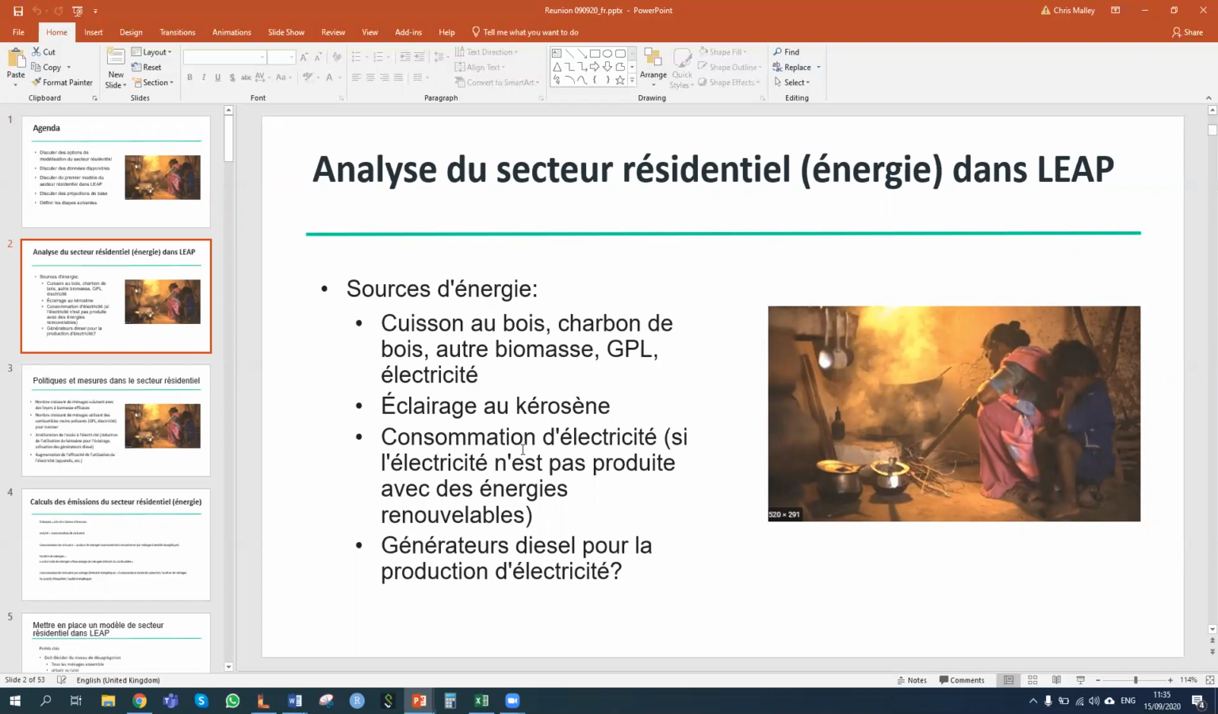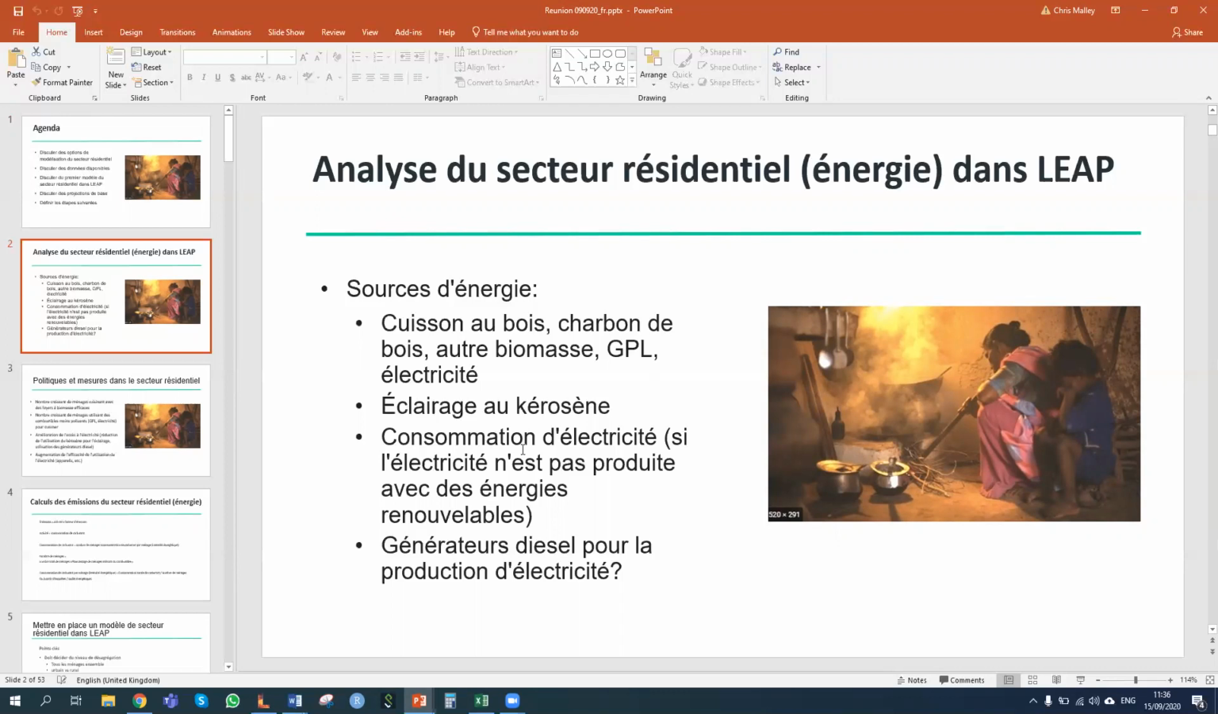In terms of looking at greenhouse gas mitigation in the residential sector, there are four main sources. There are fuels that are used for cooking, like wood, charcoal, other biomass, and then fossil fuels like LPG or electricity. Using kerosene for lighting is a common source, and the consumption of electricity, when it's not produced from renewable sources, can also produce greenhouse gas emissions.